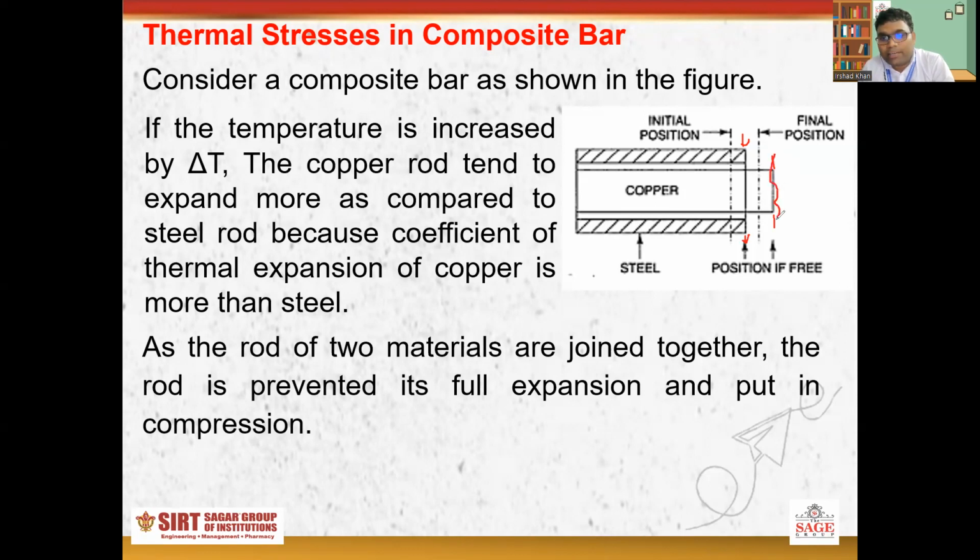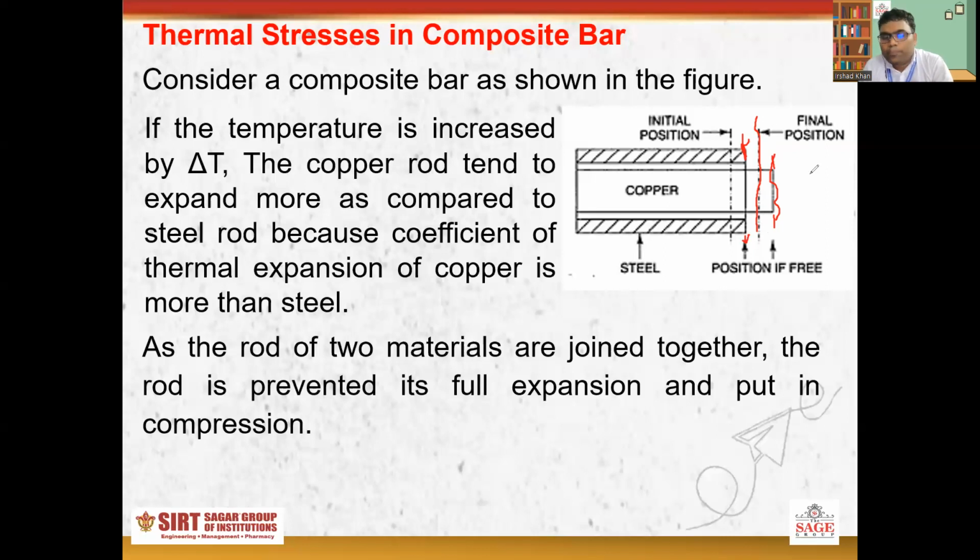You can see the red line I am drawing, but because the coefficient of thermal expansion of the steel is less, they settle down themselves at the final position, which is this one. So hope you understood. If free, copper reaches here. If steel is free, it can reach this position. But both having different coefficients of thermal expansion, they settle down somewhere at mid positions or some different positions.